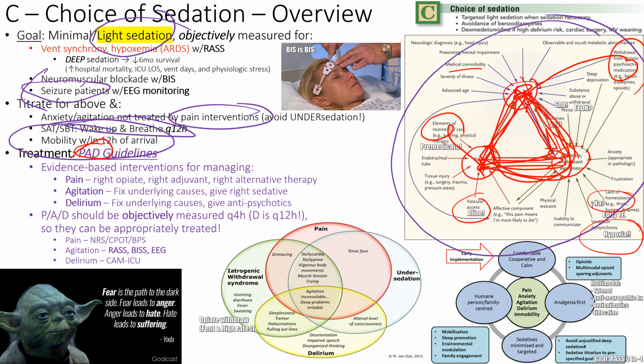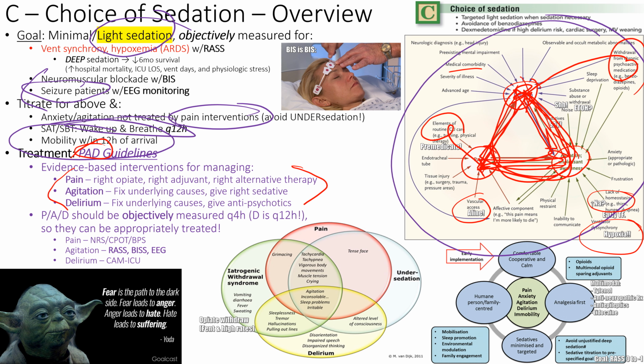We're trying to fix the pain, we're trying to fix the agitation, and fix the delirium, right? We have different medications that can fix each one. And we should objectively measure it. We shouldn't just say, yeah, they're a little agitated, right? So you want to have an actual number attached to that. Are they RASS +1 or RASS +2?